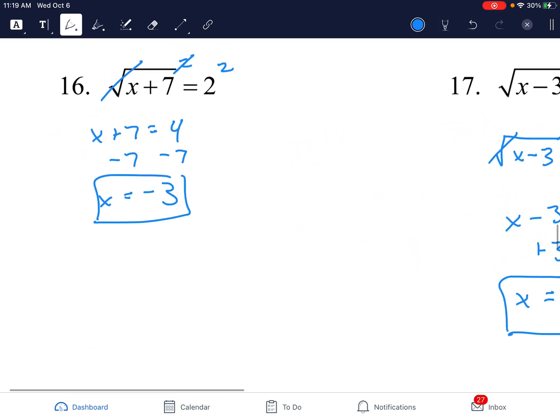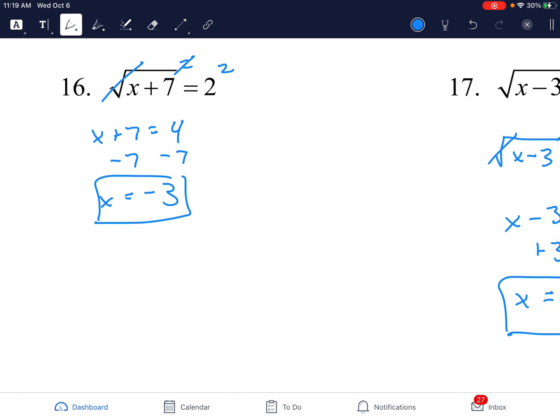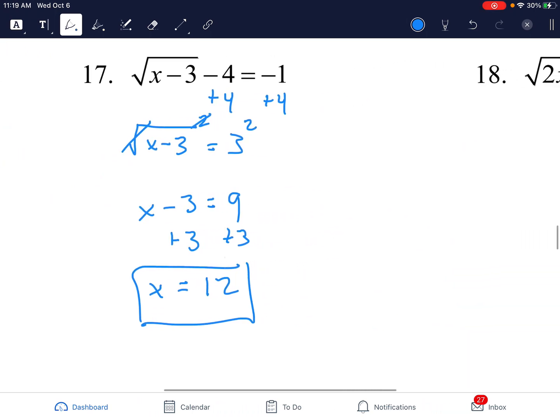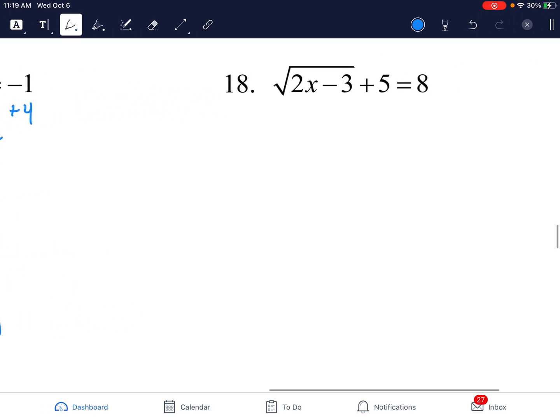We'll go back to the first one. Negative 3 plus 7 is 4. The square root of 4 is 2, and that's what it equals, so that one checks out. Here, if I put 12 in, 12 minus 3 is 9. The square root of 9 is 3. 3 minus 4 is negative 1, and that one checks out.